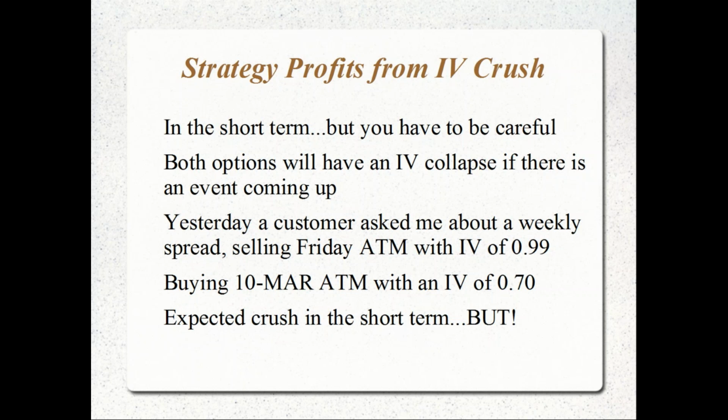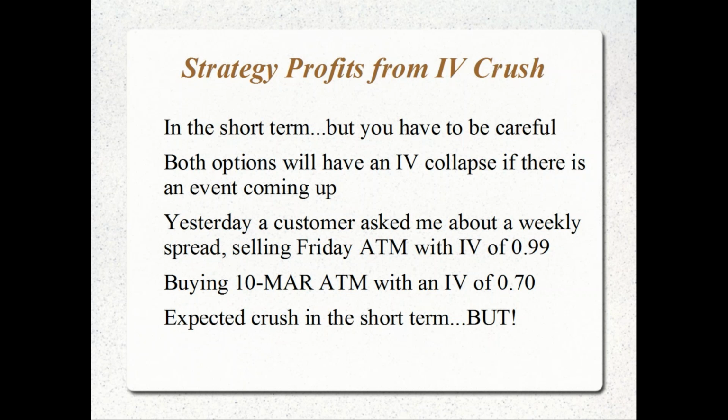Yesterday, a customer asked me about a weekly spread. They were looking at a weekly horizontal. They wanted to sell the 3-day out Friday at the money, which had an implied volatility of 0.99. Some of you might call it 99%. And they wanted to buy the further week out, March, at the money strike, which had an IV of 0.70. Now, they expected a crush in the short term before Friday expiration and to see that 0.99 collapse down to maybe 0.5 or 0.4.